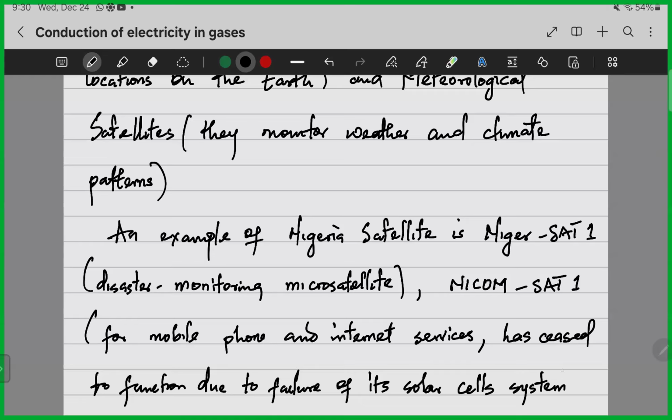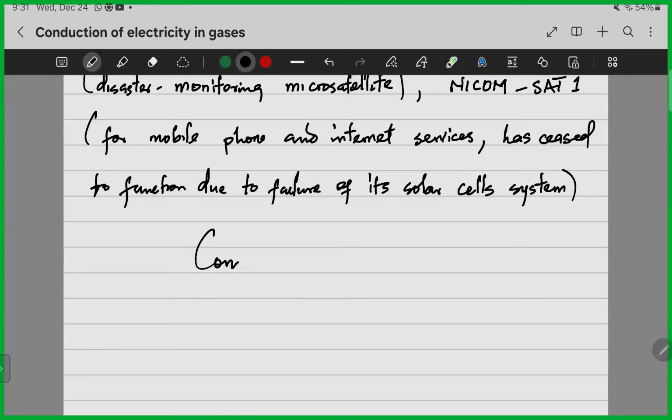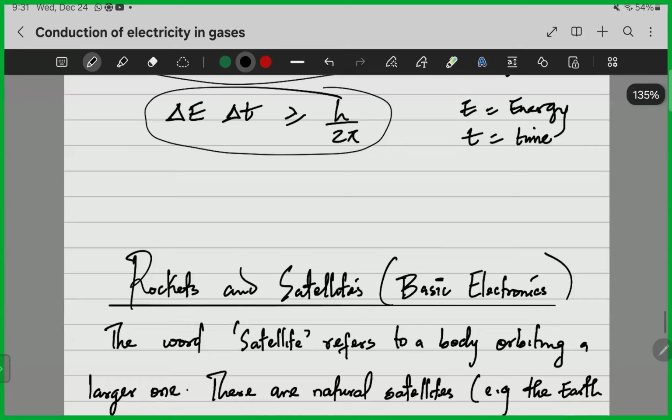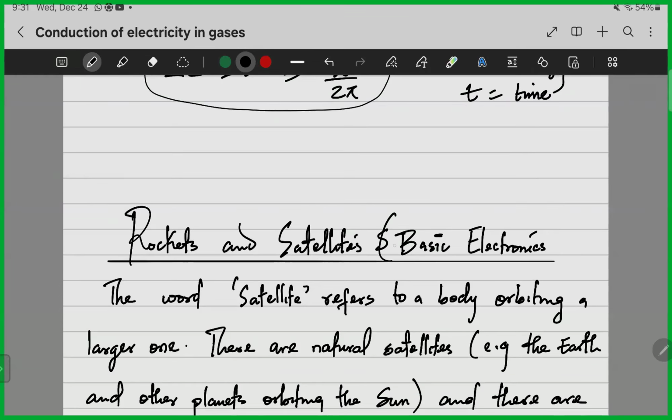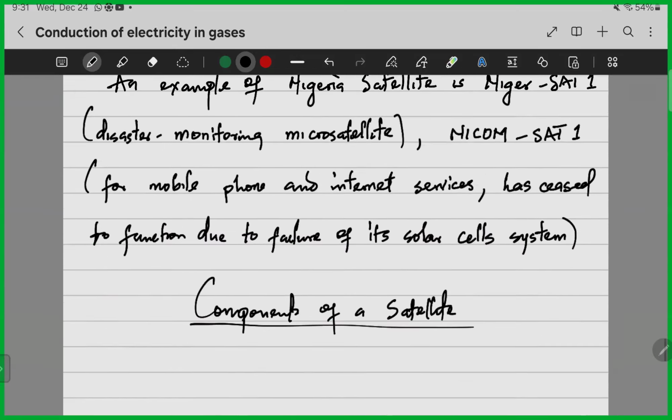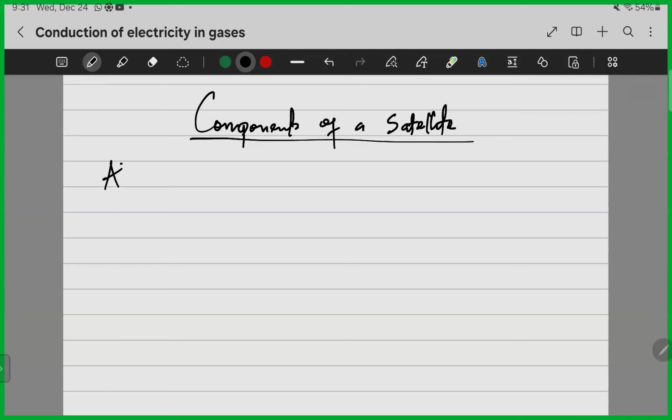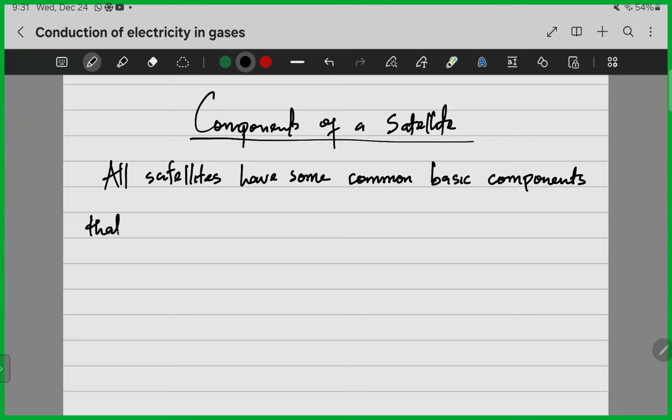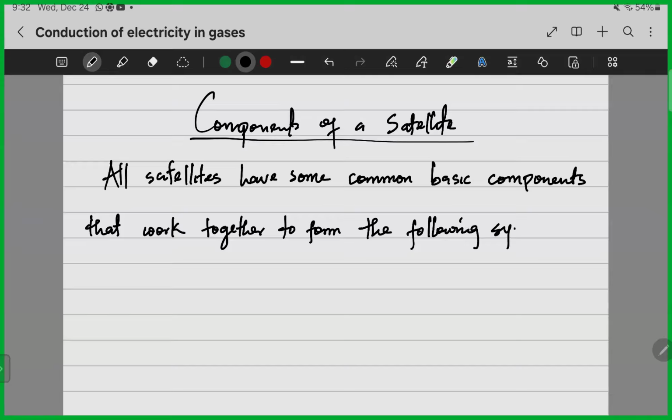Let's proceed to the components of a satellite. After I talk about satellites, I'll talk about basic electronics. So instead of a bracket here, let me put an ampersand, the symbol for and. Components of a satellite. All satellites have some common basic components that work together to form the following systems.